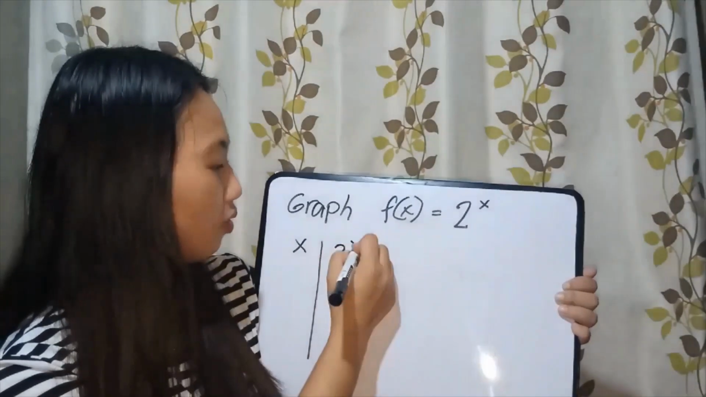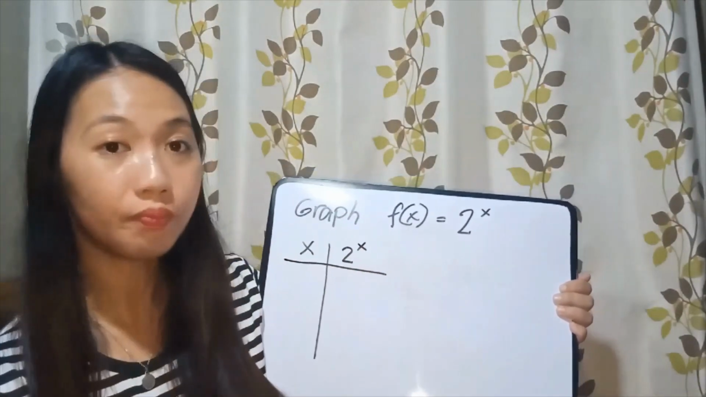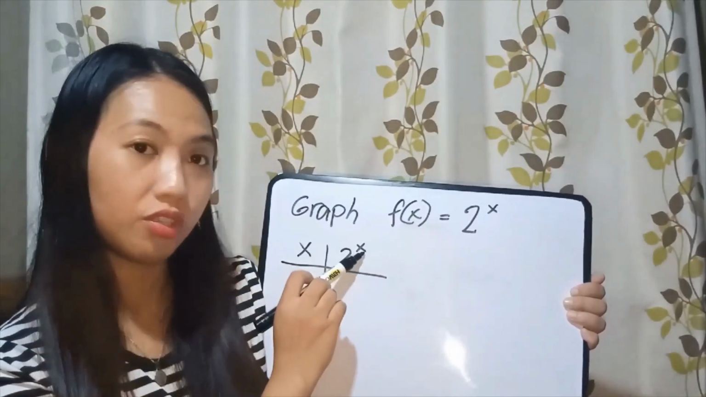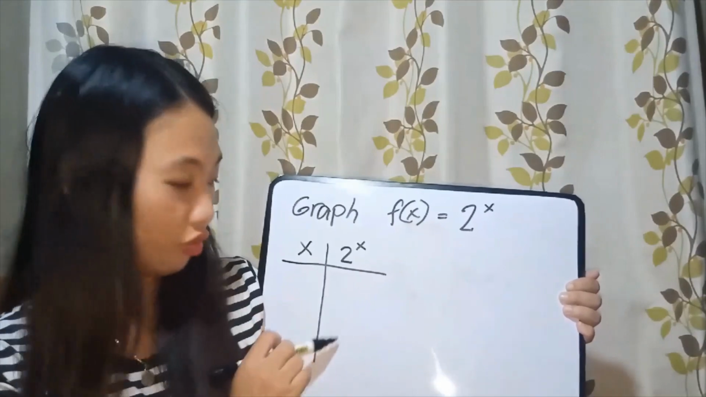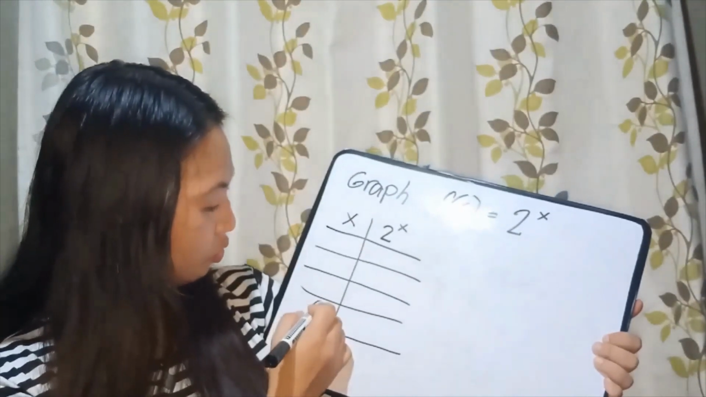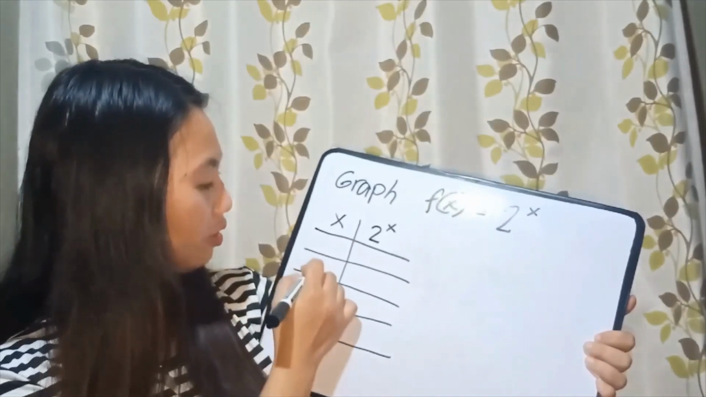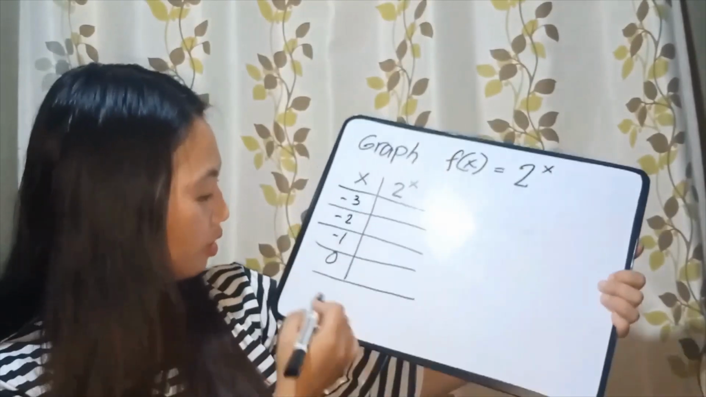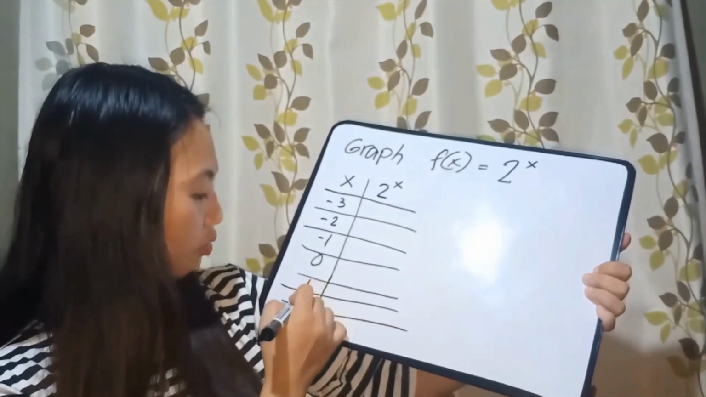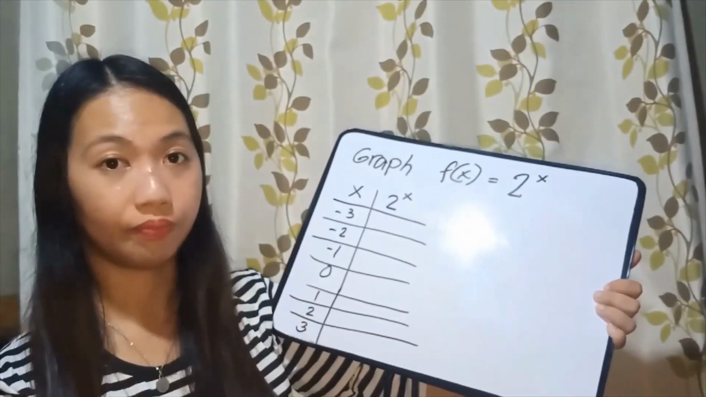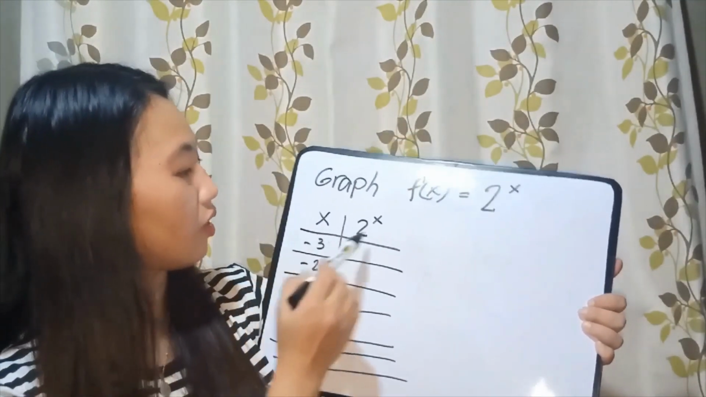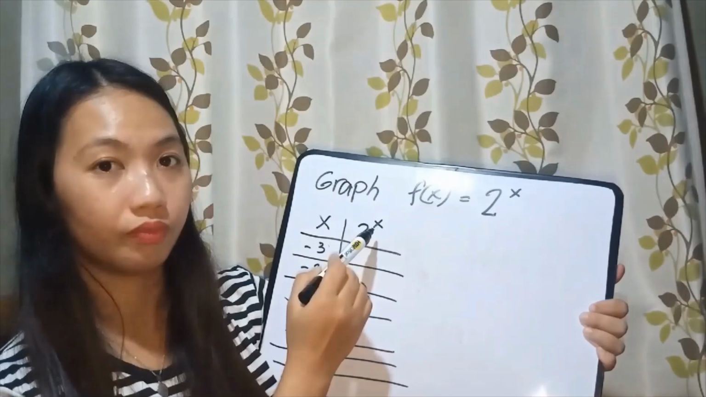So we have 2 raised to x, wherein the values of x we're going to substitute here to come up with the values. Here, I will use 0, negative 1, negative 2, negative 3, and for the positives, we have 1, 2, and 3.